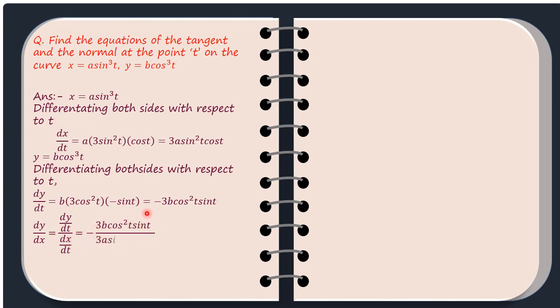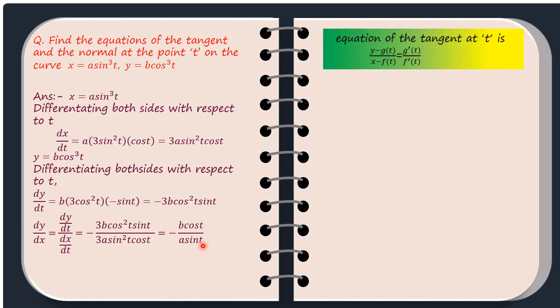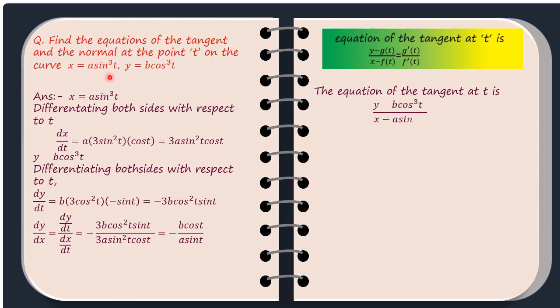So put this value of dx/dt and dy/dt and simplify it, you will find dy/dx is minus of b cos t by a sine t. So now find the equation of the tangent. So here is the equation of the tangent, given by y minus g(t), that means y minus b cos cube t, by x minus f(t), that is x minus a sine cube t, is equal to dy/dx, that is g'(t) by f'(t). Here it is.